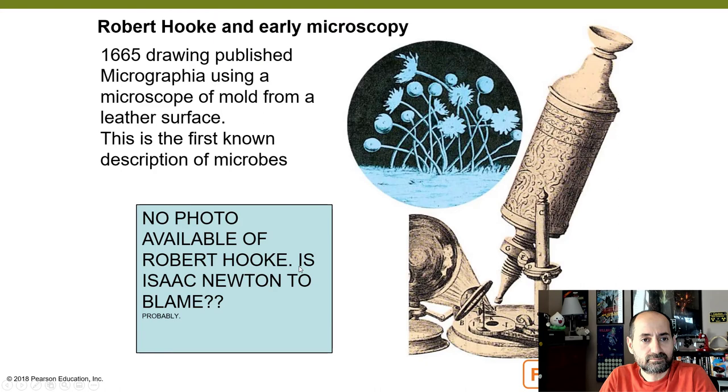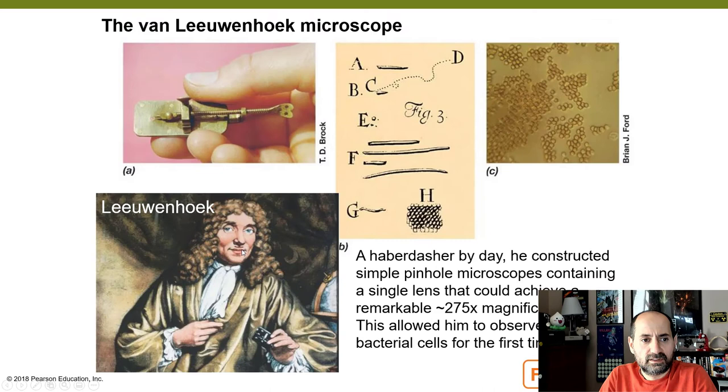So you can see Robert Hooke with his early microscope. Here's a drawing of his early microscope design and some of the small microbes he was able to see. These are some fungi that he saw growing from a piece of leather that he had. Antoni van Leeuwenhoek was a haberdasher by day. Haberdasher is a men's outfitter of the time. So he would provide gentlemen with suits and hats, top hats and canes and such.